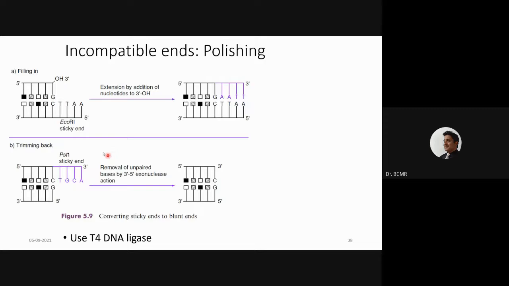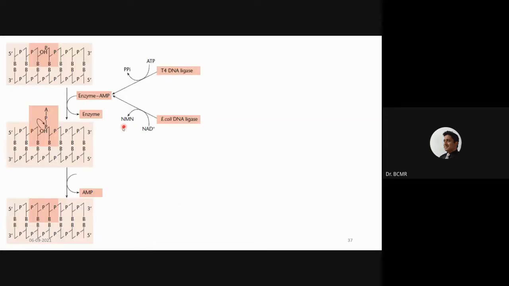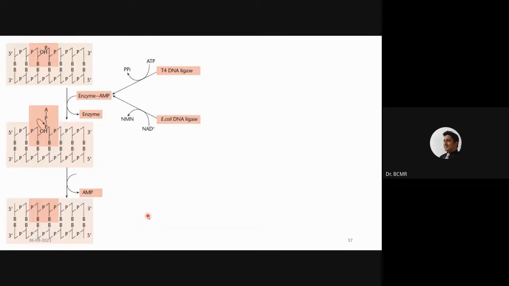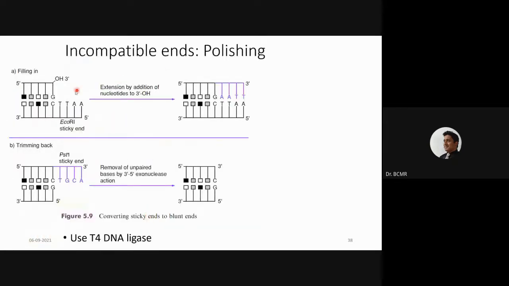So there are some incompatible ends. As long as you get the ends, as I showed you here, like this, they're compatible, they will bind, and then you add ligase, and it's easy formation of recombinant DNA. But if the ends are not compatible, then it's better to make blunt ends. So there are two ways of how you can make blunt ends.